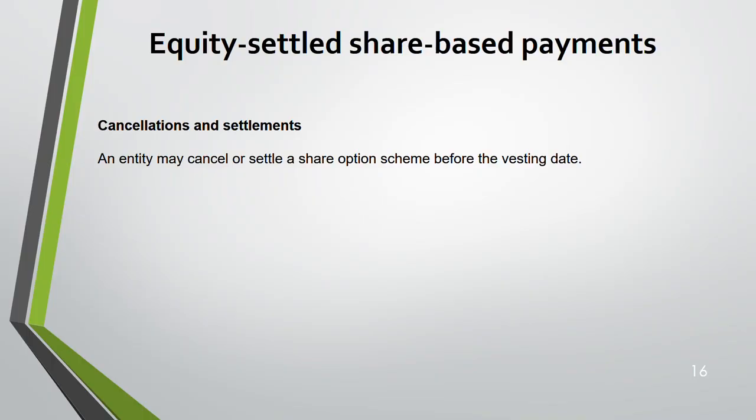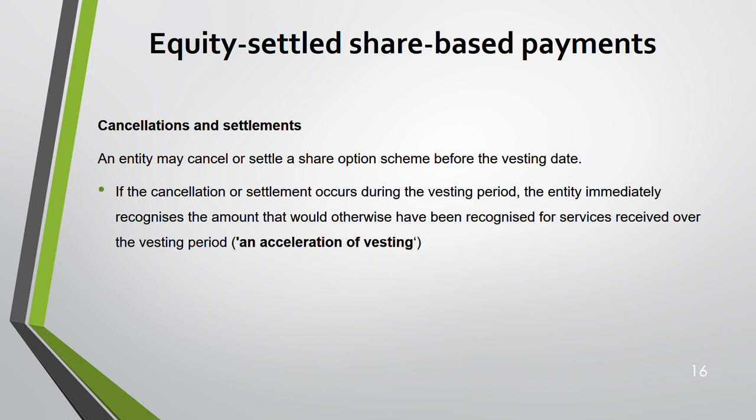Cancellation and settlement. Sometimes an entity might cancel or settle the share option scheme before the vesting date. If this happens, it is known as an acceleration of vesting. Earlier, you were recognizing this amount over the number of years when the services are received, the vesting period. Now, you will recognize it immediately whenever you cancel or settle the share option scheme. Immediately you have to recognize that amount, an acceleration of vesting.